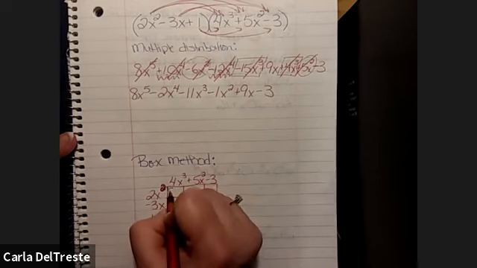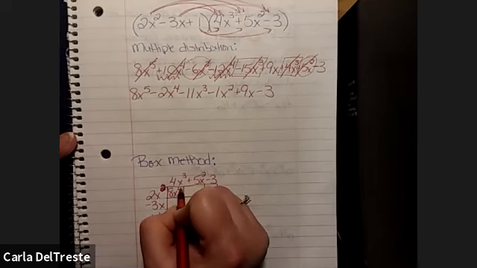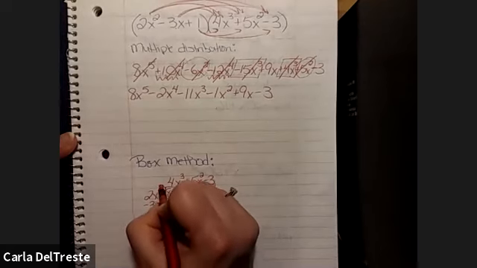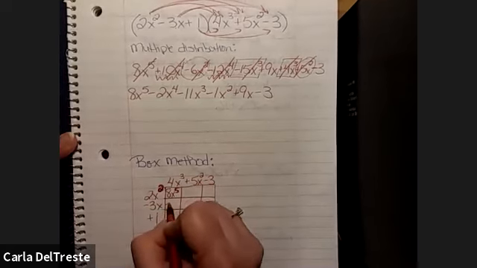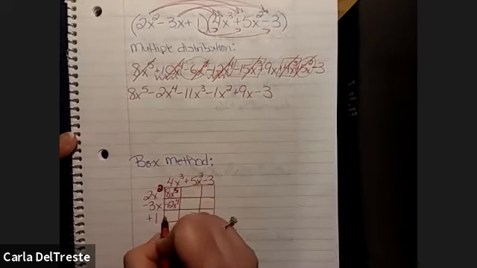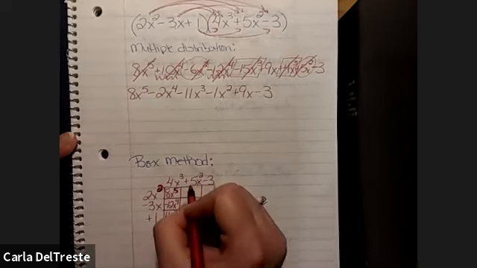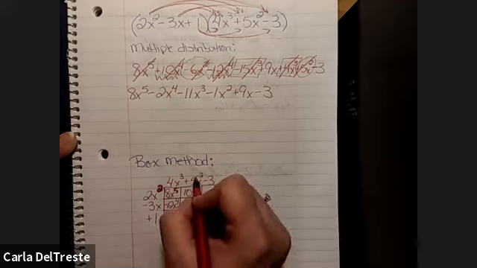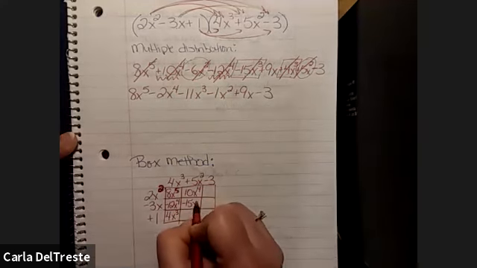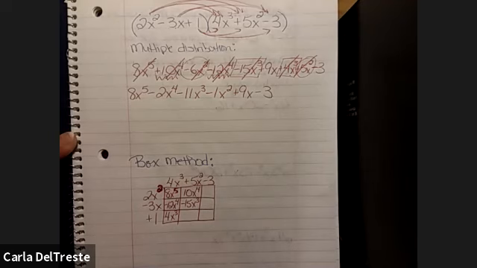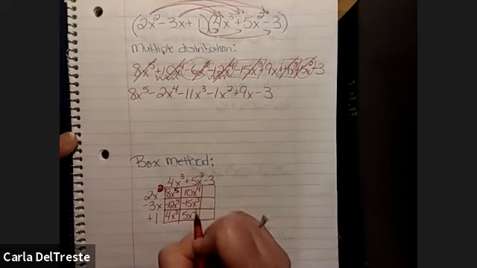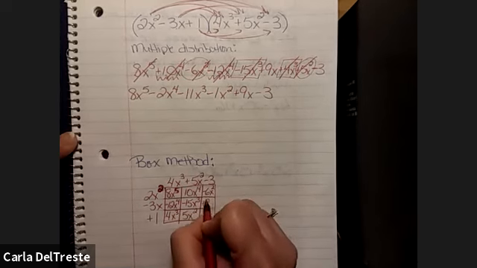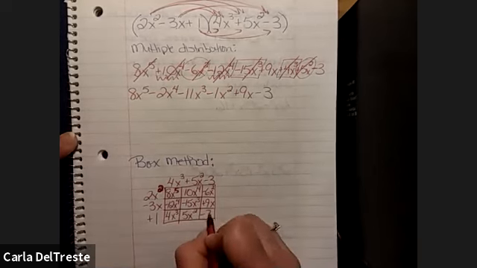So this is going to be 8x to the fifth, sorry. This is going to be negative 12x to the fourth. This is going to be 4x to the third. This is going to be 10x to the fourth. This is going to be negative 15x to the third. This is going to be 5x squared. This is negative 6x squared. This is plus 9x. And this is minus 3.